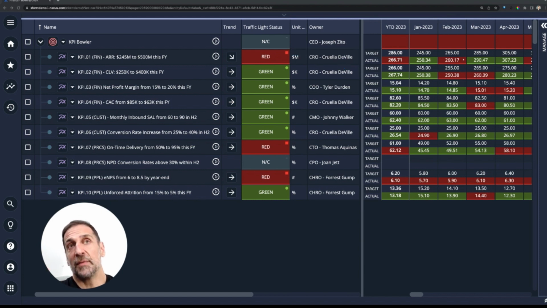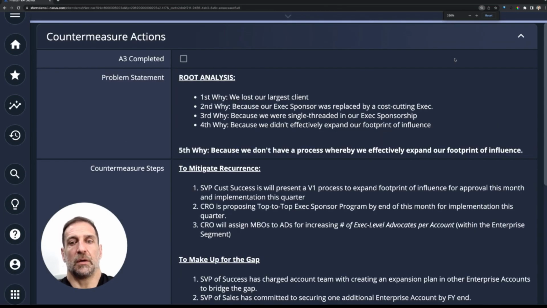Now, the countermeasure process is a discipline that states in any month that any metric is missed by a certain percentage, so it might not be missed by 1%, but 5% or 10%, we create a countermeasure. It is mandatory that a countermeasure is created by whomever owns that metric. So let's look at what a countermeasure is.